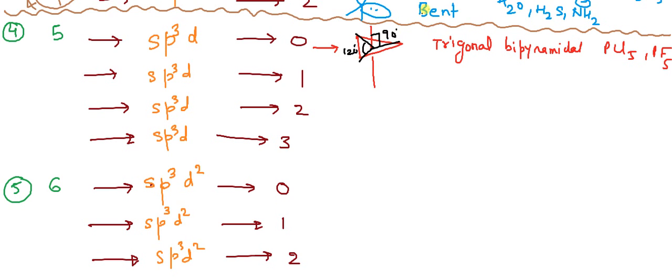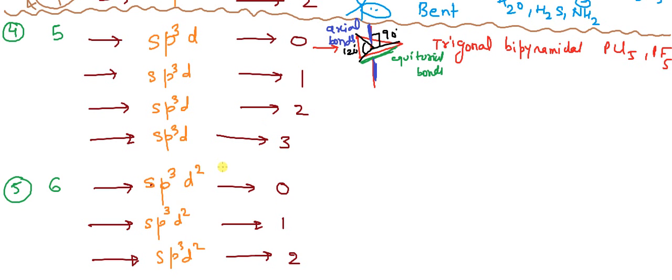Okay, and one more thing you need to remember, that these are the positions which we call equatorial bonds. The bonds which are in the plane are called equatorial bonds, and the bonds which are present at the top and the bottom are known as axial bonds.